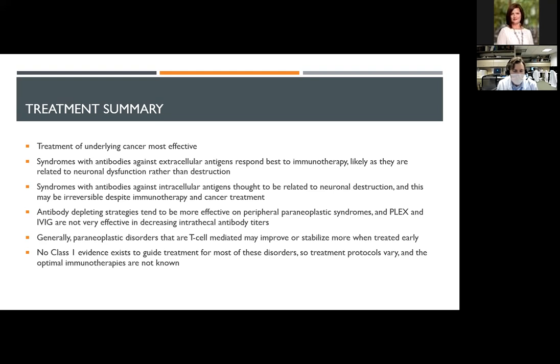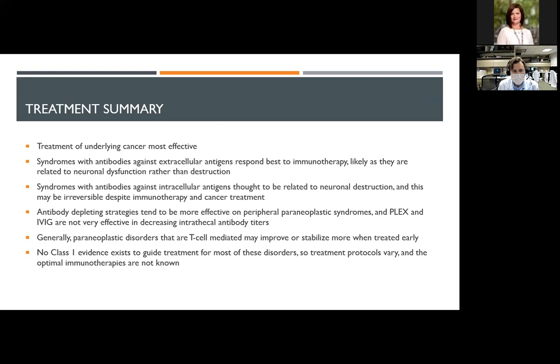And it also seems, and we didn't go over the evidence for this specifically in this talk, that the antibody depleting strategies do tend to be more effective on peripheral syndromes. Plex and IVIG both have that effect, as does rituximab, but they don't seem to be as effective at decreasing antibody titers in the CSF. And the significance of that is not known for every disorder, but we do know for NMDA receptor encephalitis, it does seem like there's some relevance of that in the disease. So it's hard to say exactly what the effect of that would be. They do seem to work better on peripheral disorders.